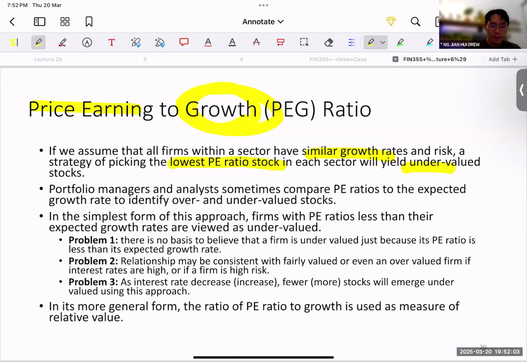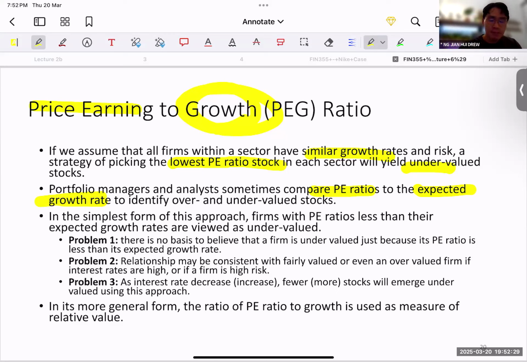Sometimes what we use is we compare the PE ratio with the expected growth rate. Because maybe the companies have different growth rates, we divide by the growth rate. So we can determine the PE per growth. That's one of the reasons why we calculate the PEG ratio.